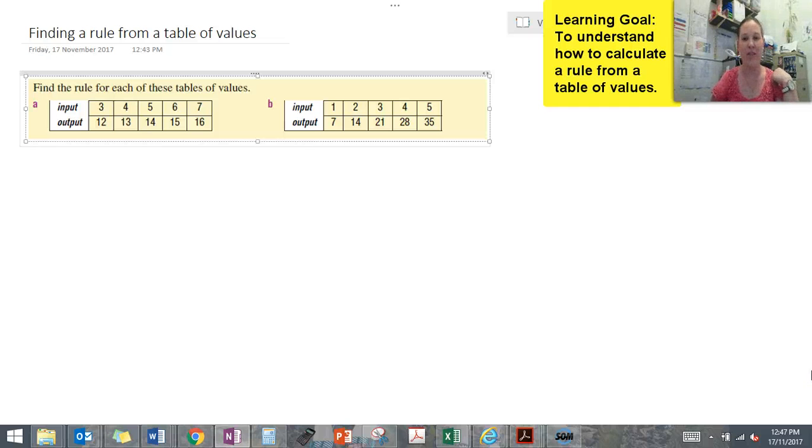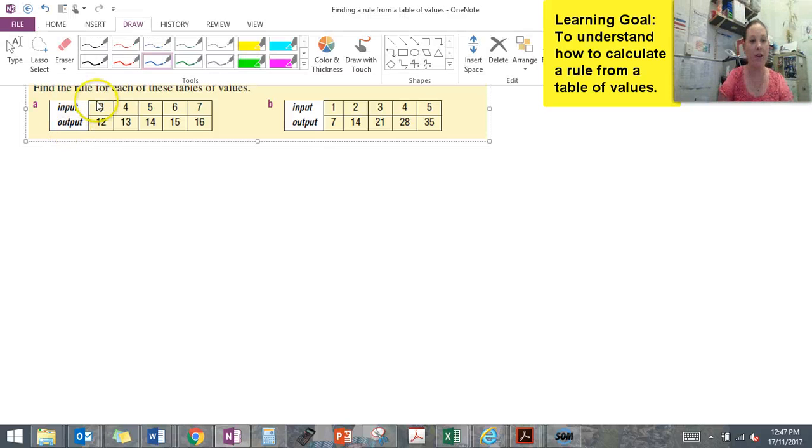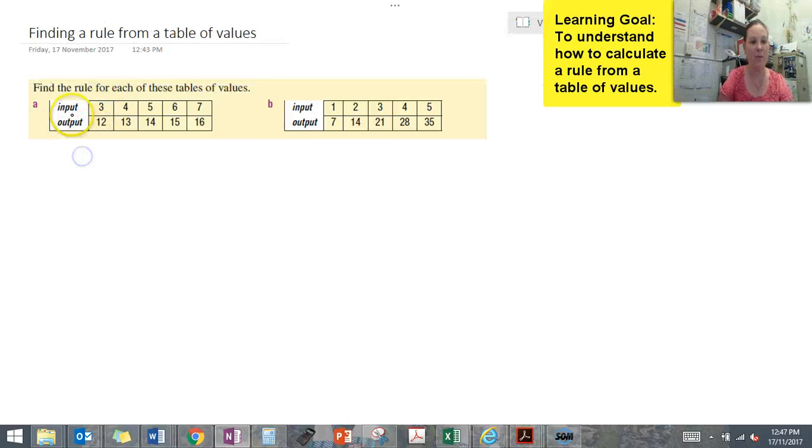Hi, today's video is about how you go about finding a rule from a table of values. So the first thing we're going to look at is the types of tables that we get. And you can see two examples of these tables here. So we have an input, and that's the value that goes into our equation, and then we have an output. And that's the answer to our equation or rule that we come up with.